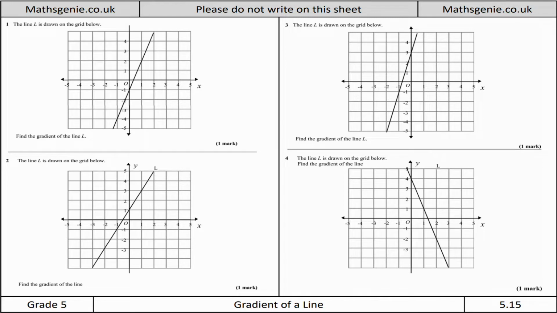This is question number 1 guys. The line L is drawn on the grid below. Find the gradient of line L. Well, the gradient is the change in y divided by the change in x. So let's just start here. I go across 1 and then I go up 3. So the gradient is the change in y divided by the change in x. 3 divided by 1 is just 3.